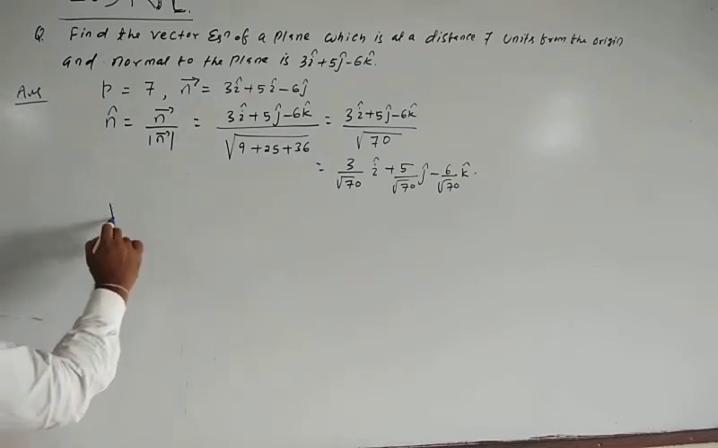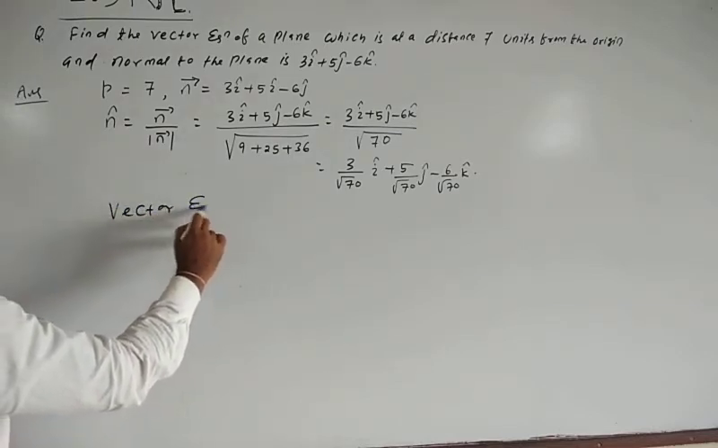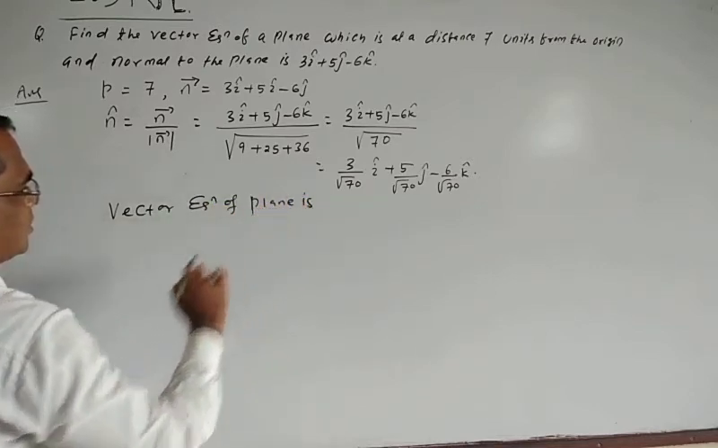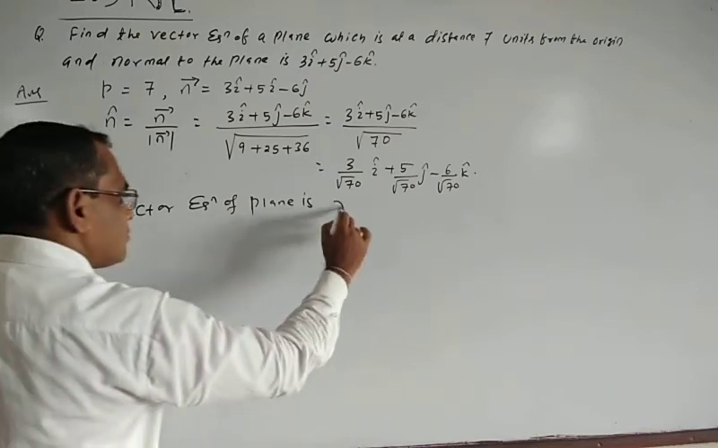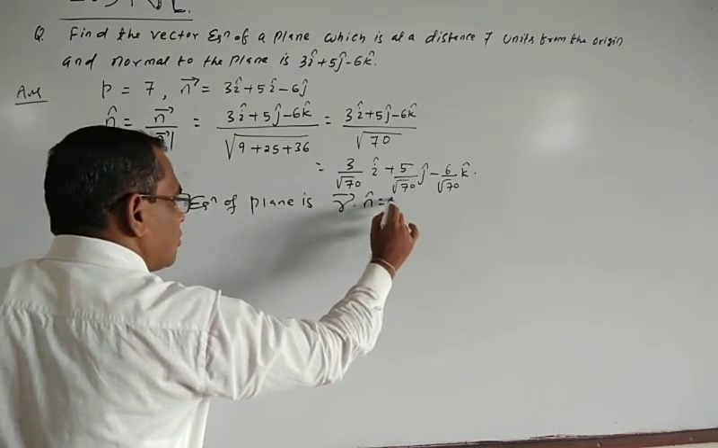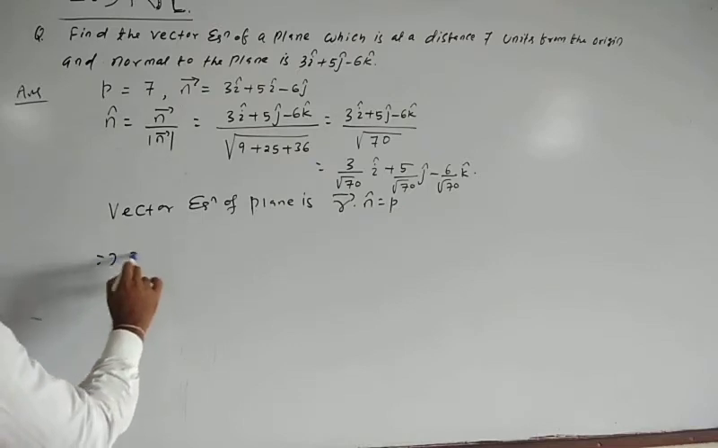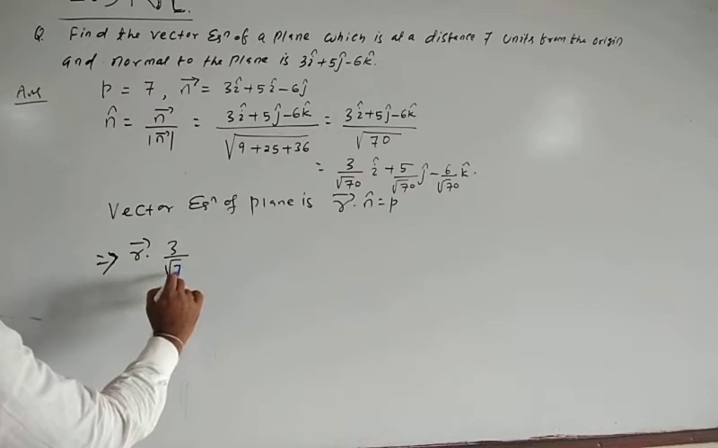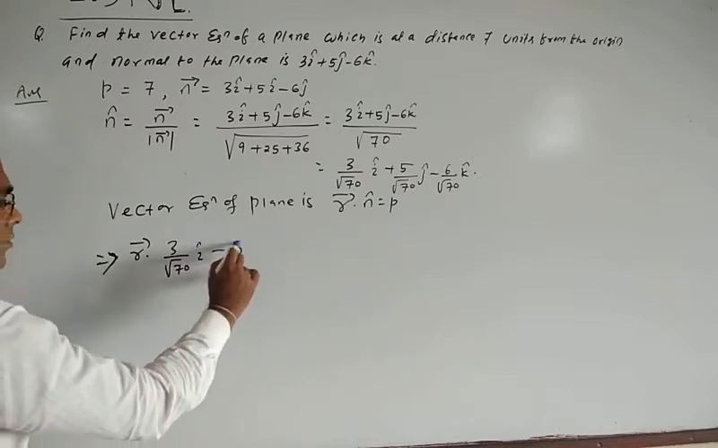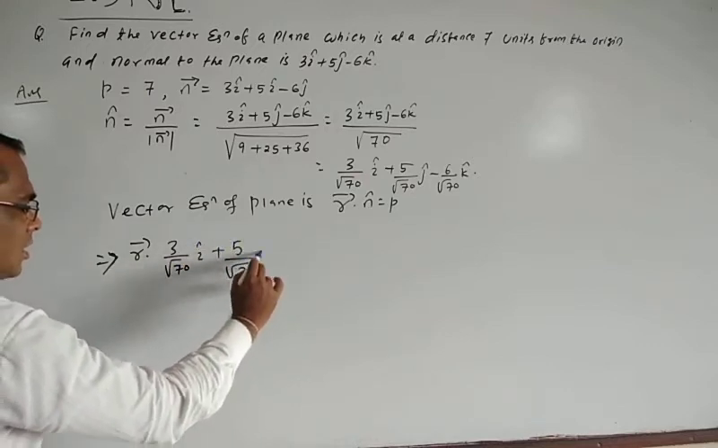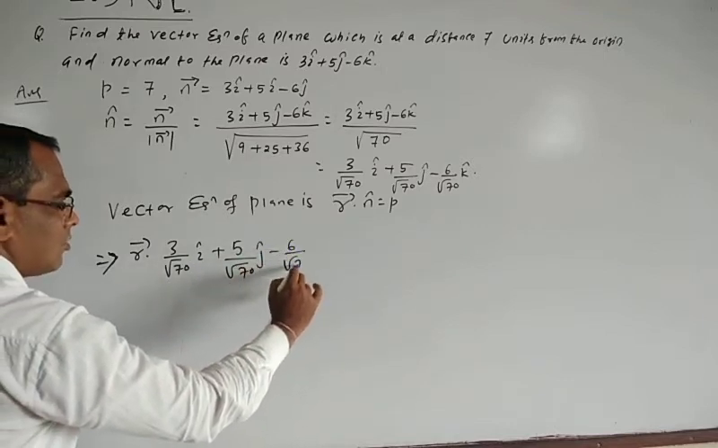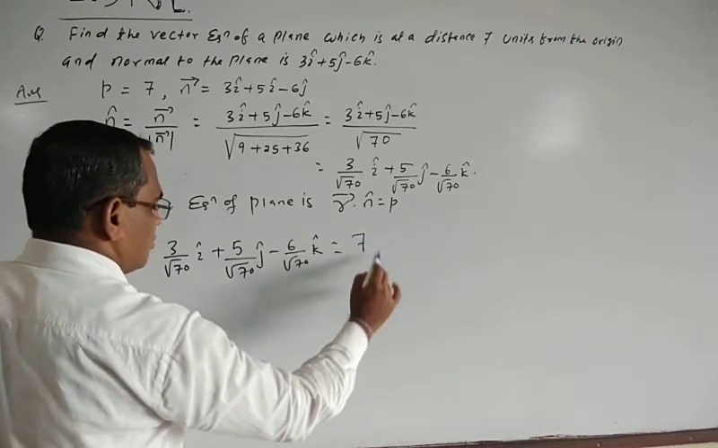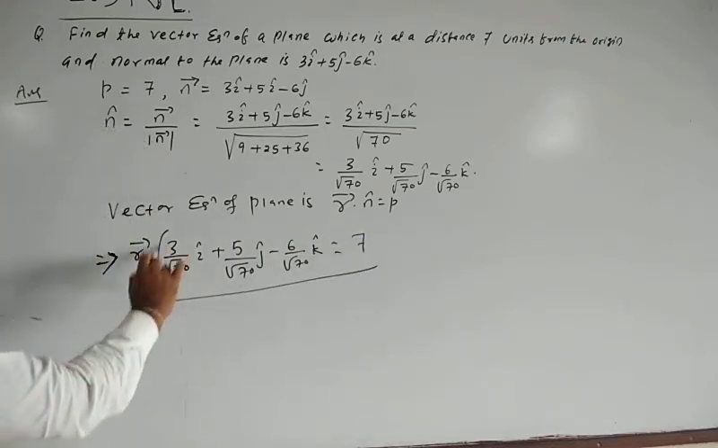So clearly, the vector equation of the plane is r vector dot n cap is equal to p. That implies r vector dot 3 by root 70 i cap plus 5 by root 70 j cap minus 6 by root 70 k cap is equal to 7. This is the vector equation of the plane.